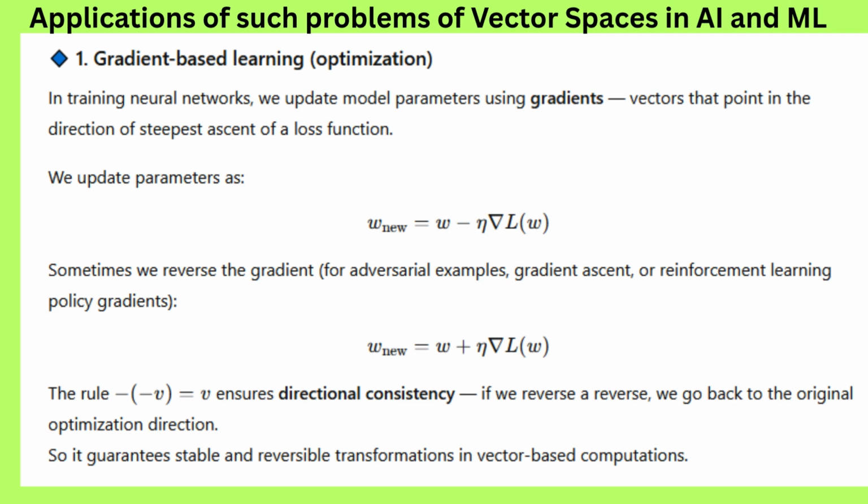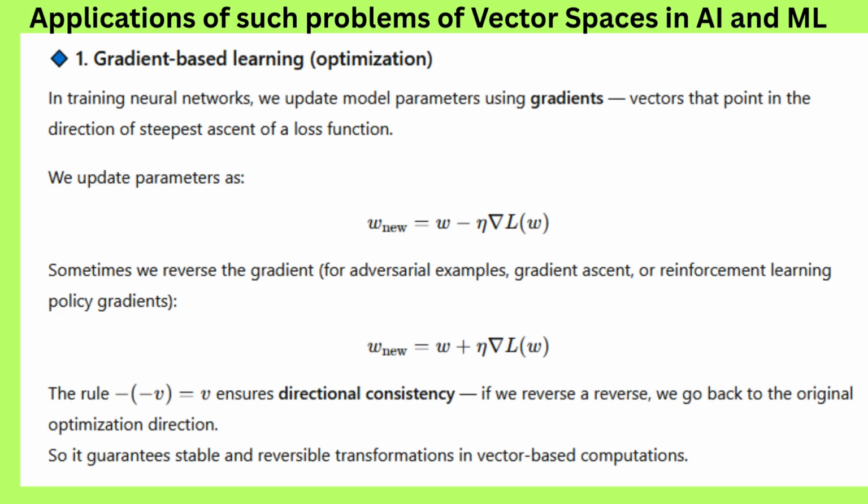So the rule: the negative of negative V is V, which ensures directional consistency. If we reverse a reverse, we go back to the original optimization direction. It guarantees stable and reversible transformations in vector-based computations. So you can go back to where you started, and you can see the expansion of data being very consistent.